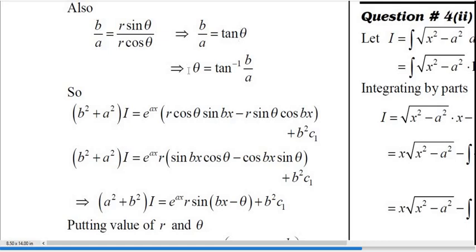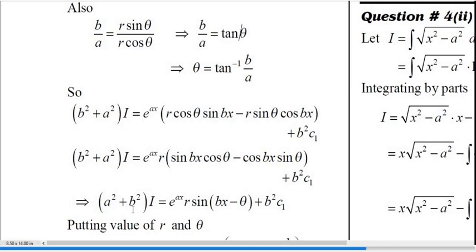Now putting the value of a, b, r and theta above, we get (b square plus a square) I is equal to e power ax into, at the place of a we put r cos theta, sin bx minus, at the place of b r sin theta, into cos bx plus b square c1. Taking r common, (b square plus a square) I is equal to e power ax r into (sin bx cos theta minus cos bx sin theta) plus b square c1.